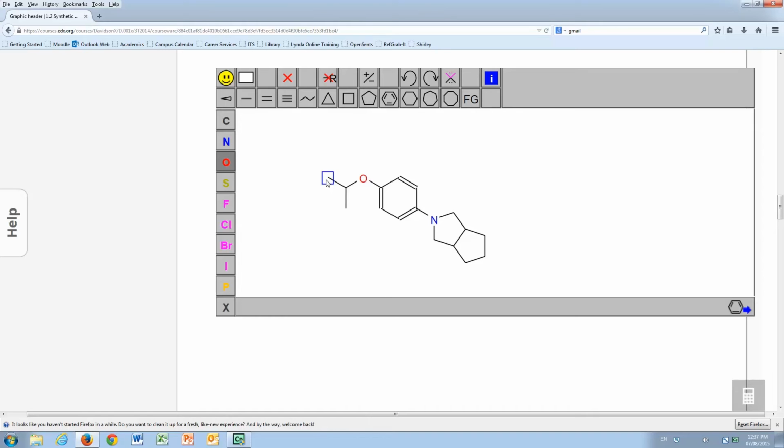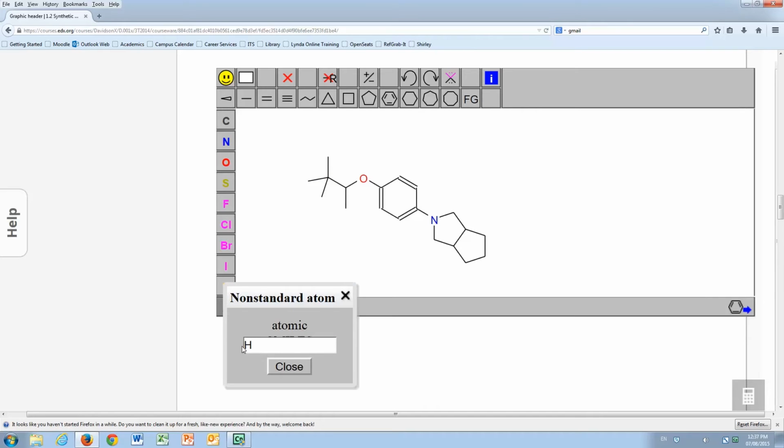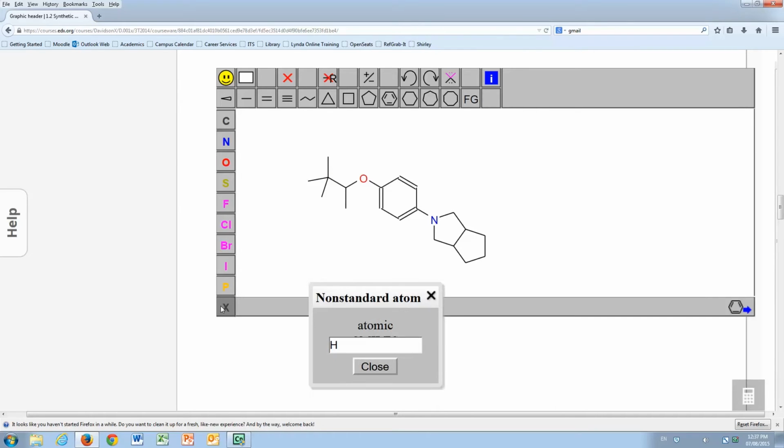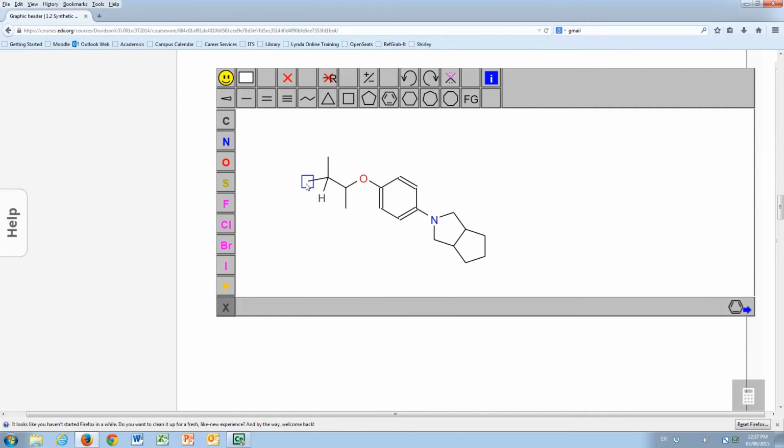If we try to add hydrogens, and let's show how you would do that, I'm not advocating it, but let's show what I'm talking about. So we could say there are 3 hydrogens there, and let's label these as hydrogens. So we'll click on the non-standard atom button, and we have selected hydrogen. So now we can add hydrogens to that carbon.